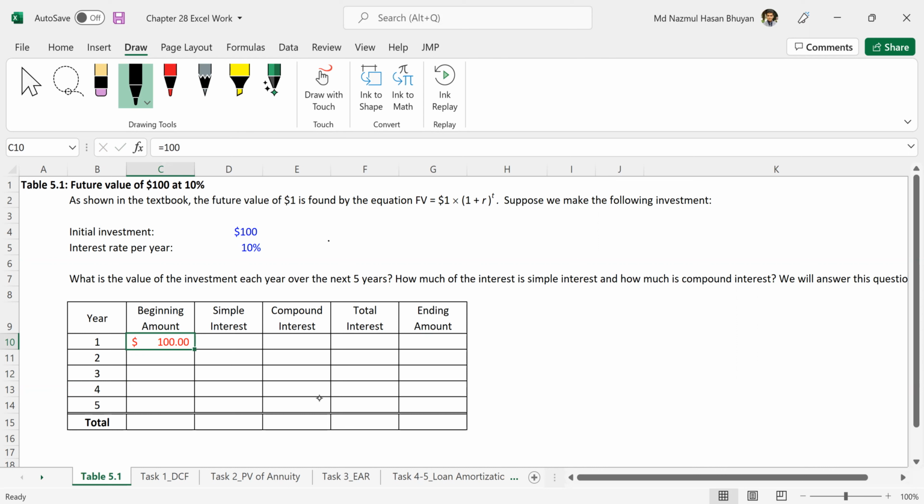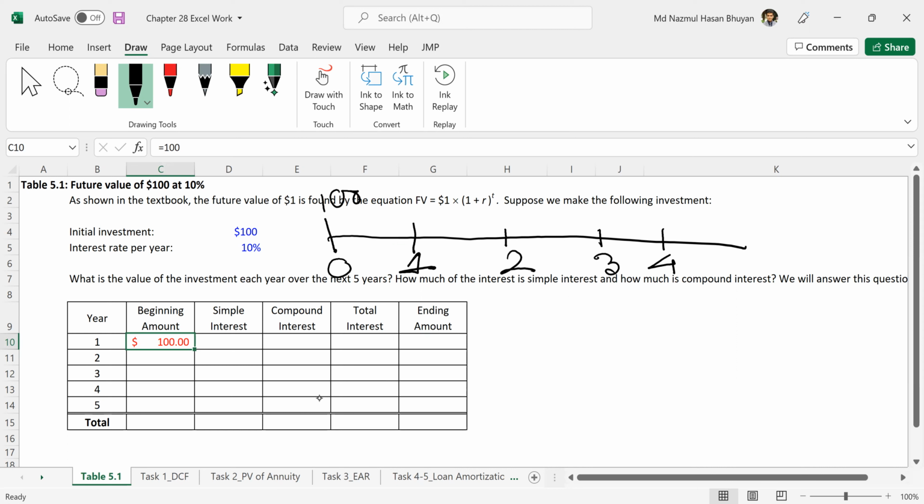If you think this is the number line, then here in year number 0, we started with $100. Now we want to know the value of this $100 at the end of year number 1, then at the end of year number 2, then year number 3, then year number 4, then year number 5. All right, then let us start.